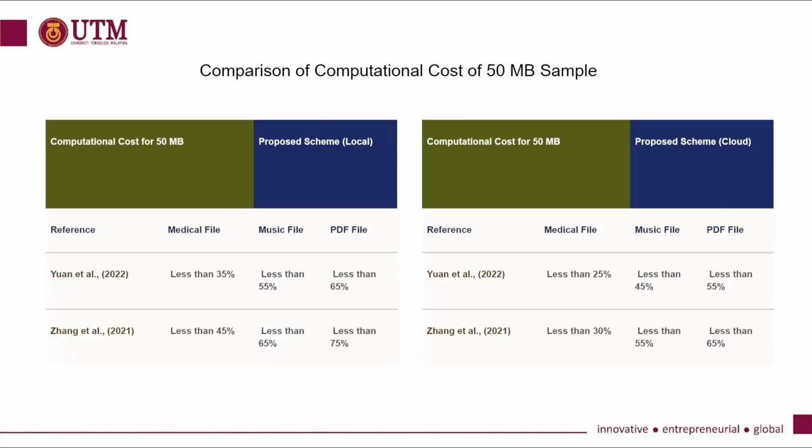This table represents the comparison for the 50 MB, where you can see that the medical files, the music files and PDF files on the local side had a significantly less amount of computational cost. And also for the cloud side, the results are as shown.